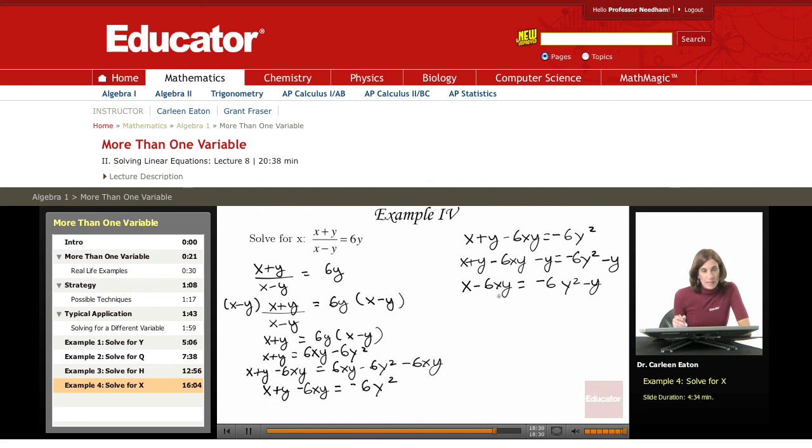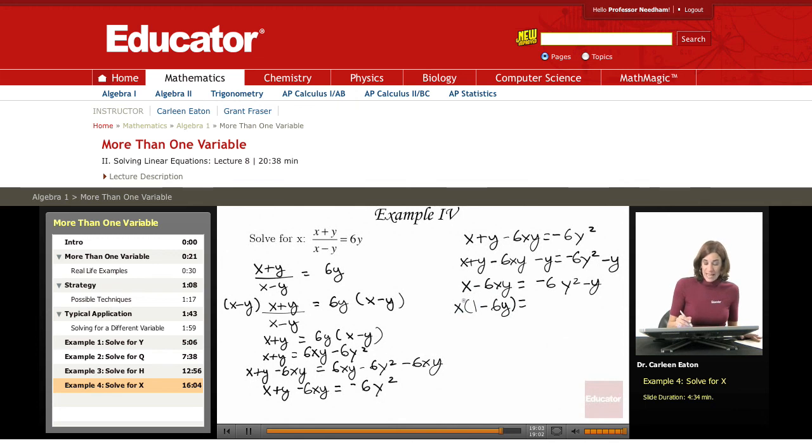And again, the way to separate out the variable that you want is through factoring. If I look, I have an x in this first term, and I also have an x in the second term. So this would be equivalent to x times (1 - 6y). I'm going to double check it by multiplying back again. x times 1 is x. x times negative 6y is negative 6xy.